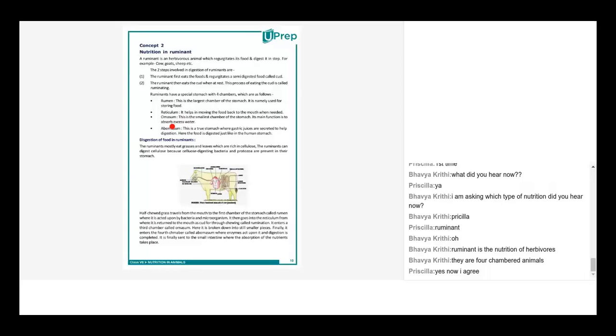So omasum is the smallest chamber of the stomach. Its main function is to absorb. Now abomasum is actually the true stomach, where the gastric juices are secreted to help digestion. Here the food is digested just like in human beings. If we say stomach, then abomasum is the real stomach. Just like we have hydrochloric acid in our stomach, similarly cows have gastric juices, which help them in digesting all the food that they had.